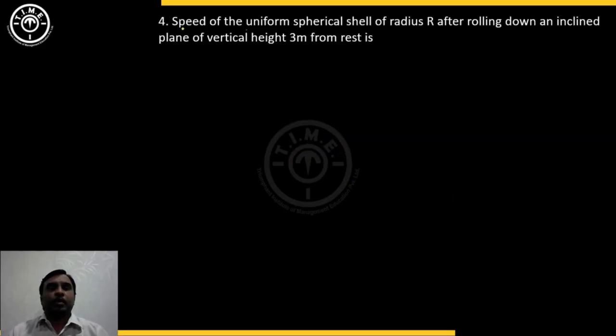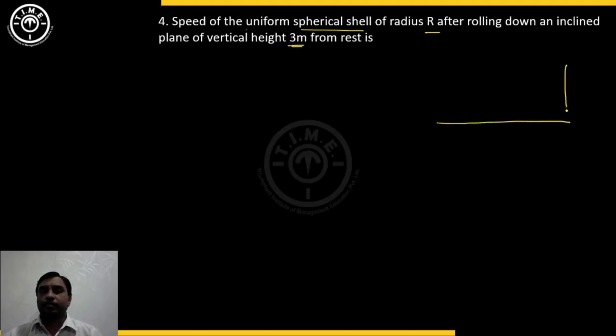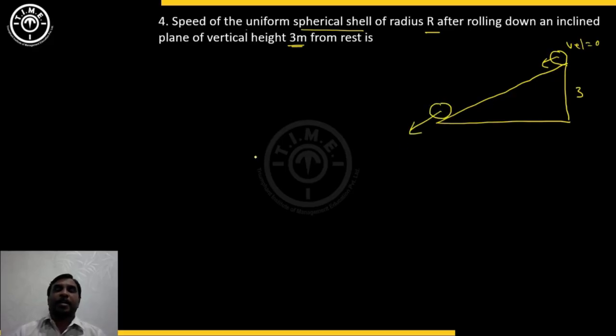Question number 4. The speed of a uniform spherical shell, that is, a hollow sphere, of radius r, after rolling down an inclined plane of vertical height 3 meter from rest, is. Here there is an inclined plane whose height is given as 3 meter. The spherical shell rolls down from rest, so the initial velocity is 0. And what is its velocity on reaching the bottom of the inclined plane? He asked. We can use the energy concept.